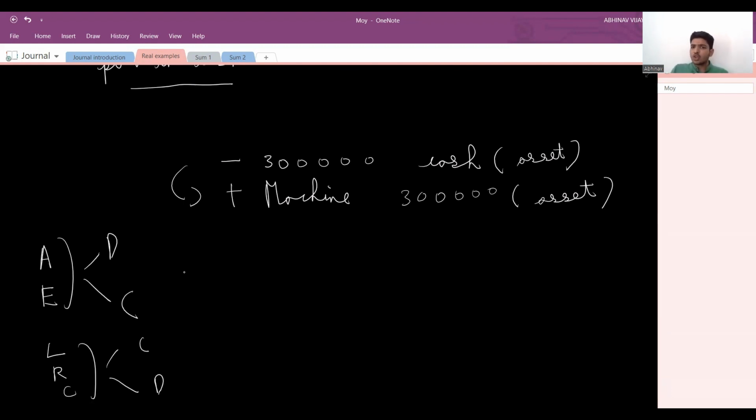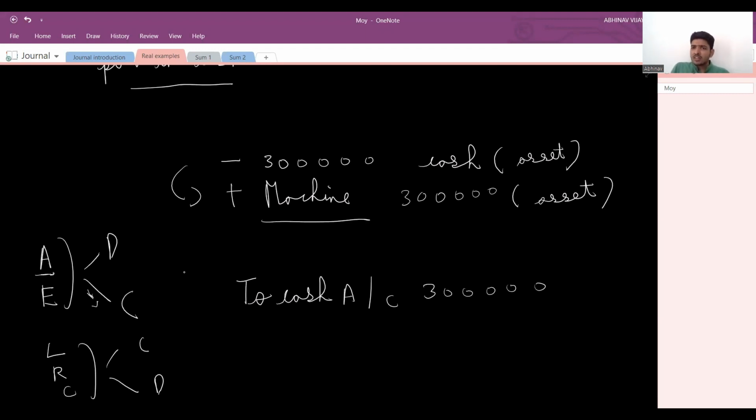Now, let's solve this. Let's convert this logic into journal entries. Now, it's easy. First, cash gets reduced by 3 lakhs. What is cash? Cash is an asset. The value, the benefit of which can be taken in the future. Whenever cash gets reduced by 3 lakhs, reduced means it will be credited. What is the format for credit? To cash account 3 lakhs.